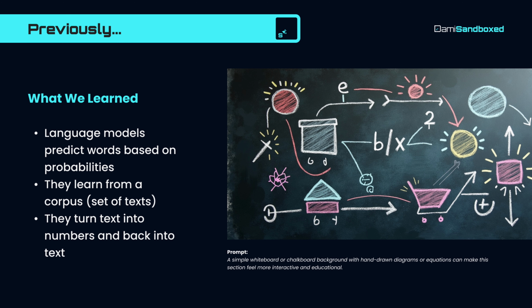In the last video, we did an introduction into large language models. We went through a couple of examples to show how they predict words. We also learned that most of these models are trained on a large set of training data, which we call a corpus, a set of texts. And we learned that this text is turned into numbers and then back into text. So that's pretty much the flow.